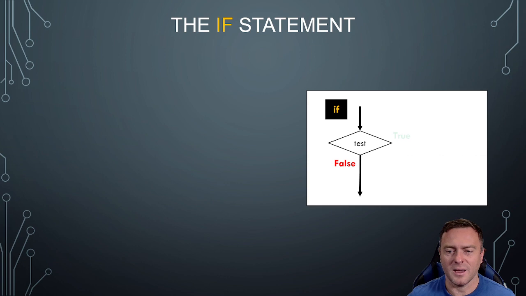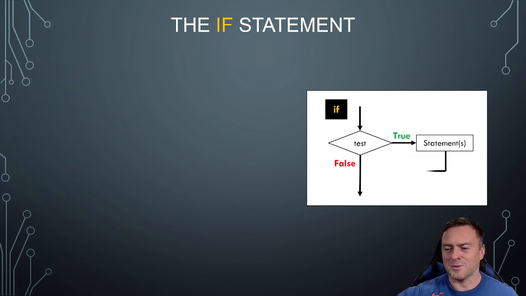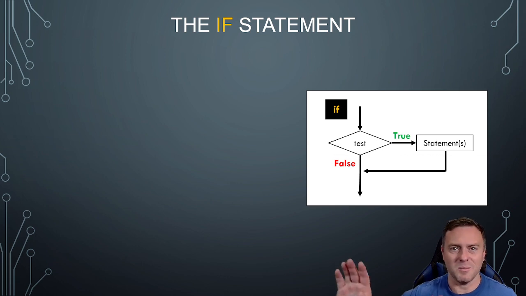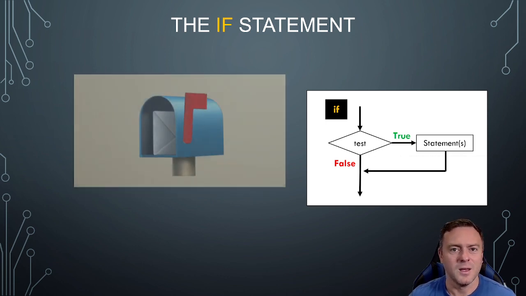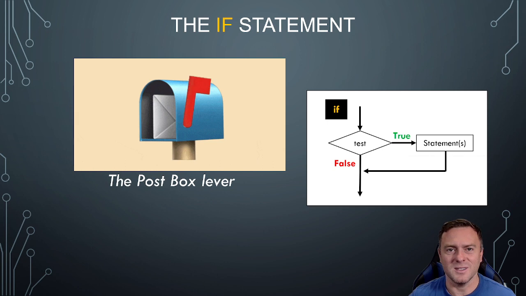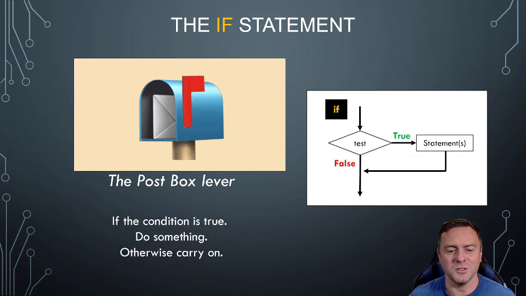Like I said, it's like a post box, one of those old sort of mail boxes where the little lever flag pops up. So if it's true, you would check the post box with the little flag up. If it's not up, then you would just keep moving on because there's no mail. So the way that I always visualize this particular statement, I call it the post box lever. And then if the condition is true, you do something. Otherwise, you just carry on as normal.